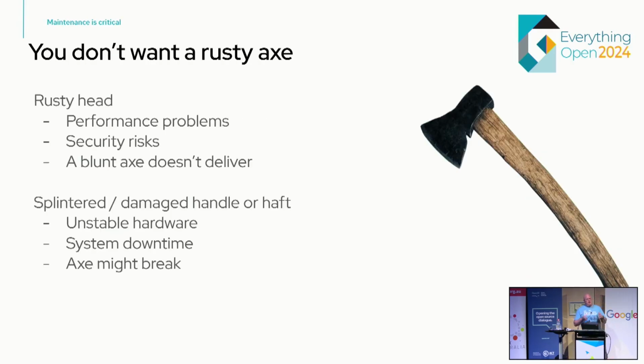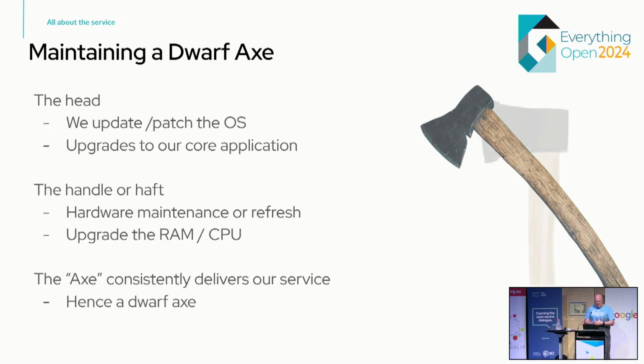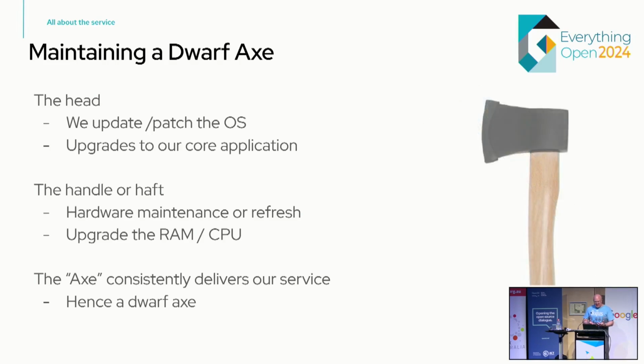Ultimately, in IT, you don't want a rusty axe. A rusty axe is a problem. If your head is rusty, you've got performance problems, you've got security risks. A blunt axe is unable to deliver the outcome your organization needs. It's no longer delivering that business service. It no longer performs well. A splintered or damaged haft or handle is a huge problem. Unstable hardware, system downtime. That axe could break while you're using it. You don't want that.